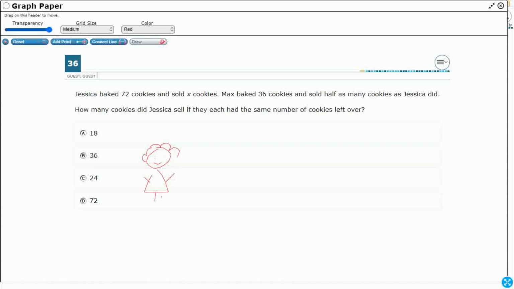Jessica baked 72 cookies and sold X. Okay, so when you bake 72 and you sold, that's going to be getting rid of, decreasing, or minusing X. So 72 is what she started with, and then she's going to sell X. Okay, that seems pretty simple. Let's go over here to Max. All right, so Max, he is going to bake 36 cookies.